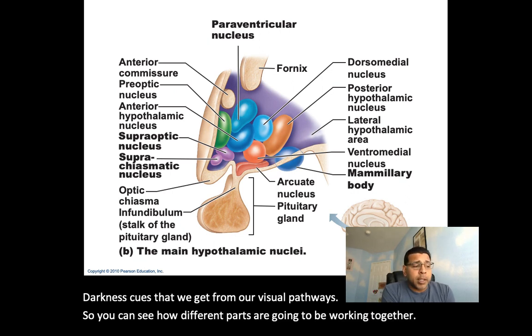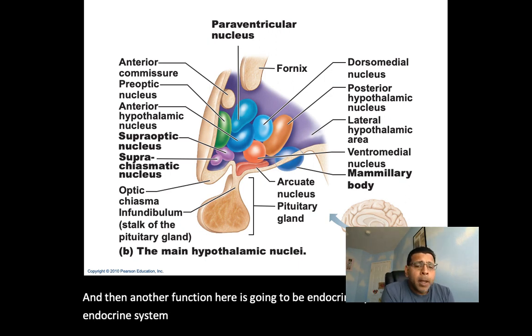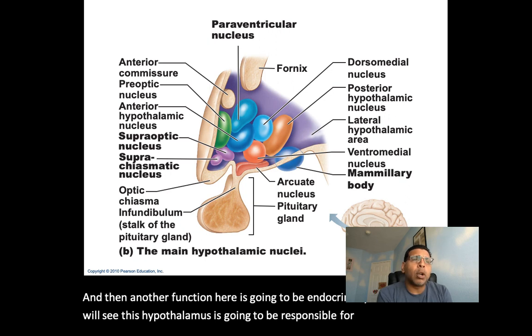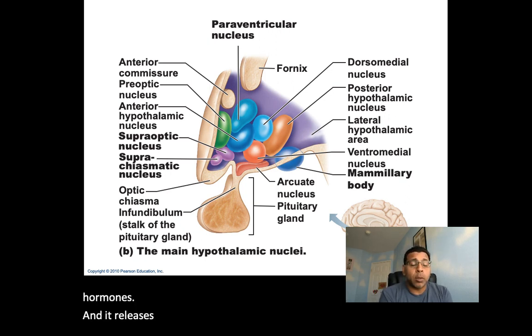And then another function here is going to be endocrine system control. We'll see the hypothalamus is going to be responsible for releasing hormones, and it releases inhibiting hormones, which you'll have to know about when we get to endocrine.